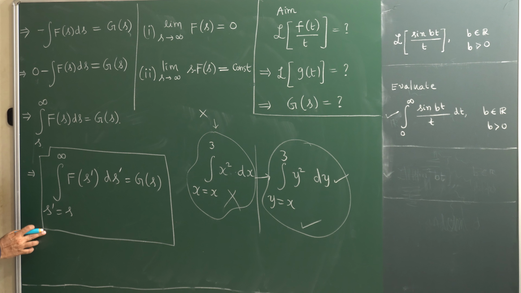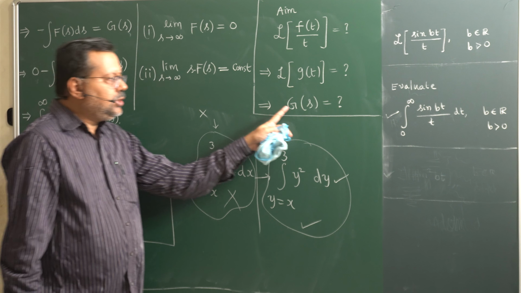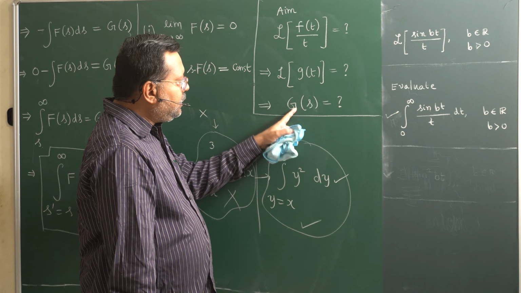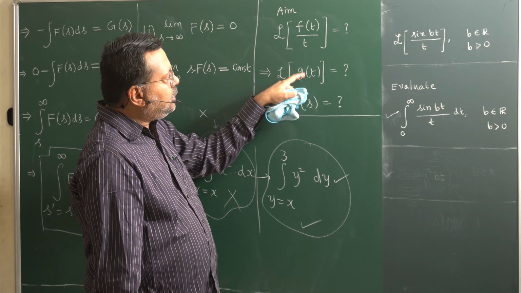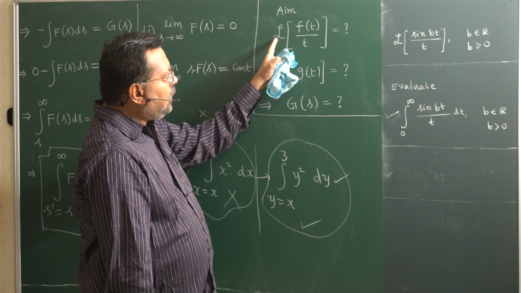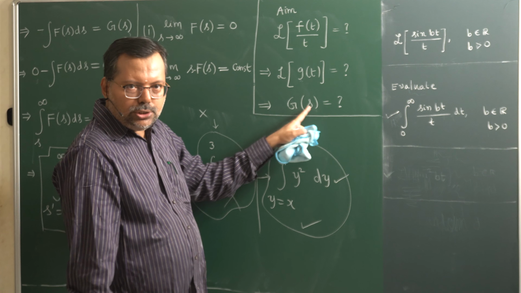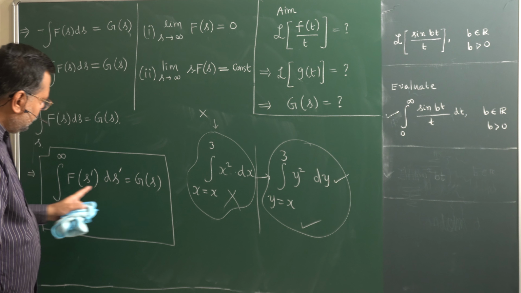Finally, we are getting the final expression. Final expression means we are asking, what is this g of s? What is g of s? It means L of g of t. But what is g of t? g of t is f of t by t. So L of f of t by t is nothing but g of s. And g of s is given by this expression.